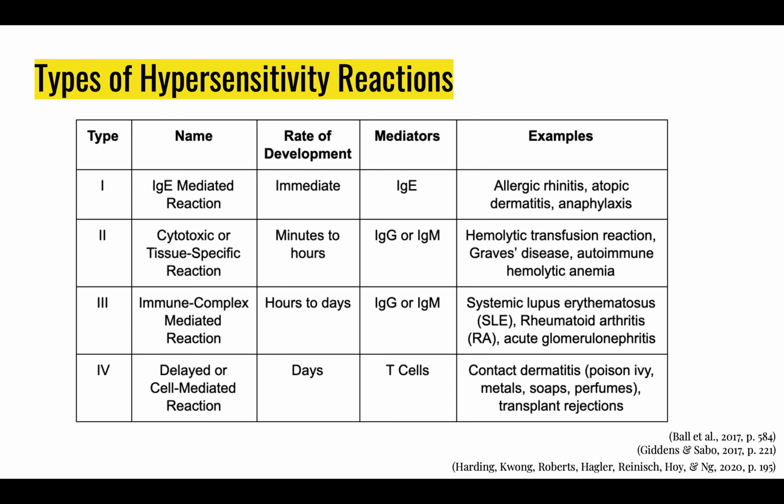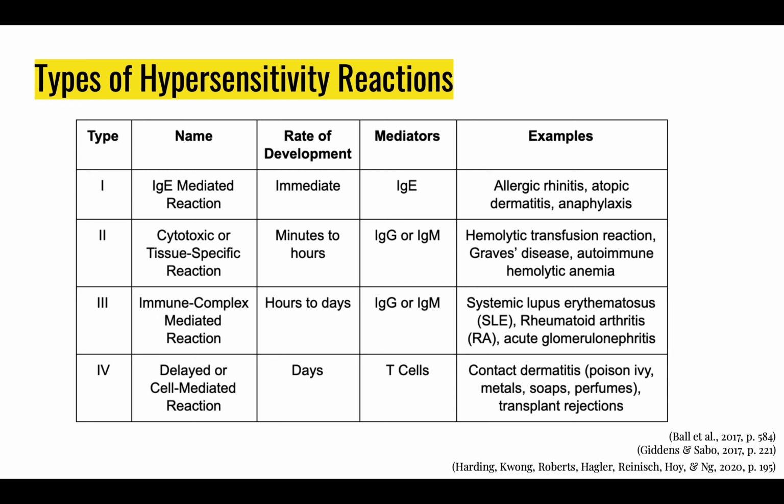In type 2 cytotoxic reactions, IgG or IgM antibodies bind directly to an antigen on a cell surface, which activates the complement system and leads to tissue destruction by lysis or phagocytosis. An example of this reaction is a hemolytic transfusion reaction.